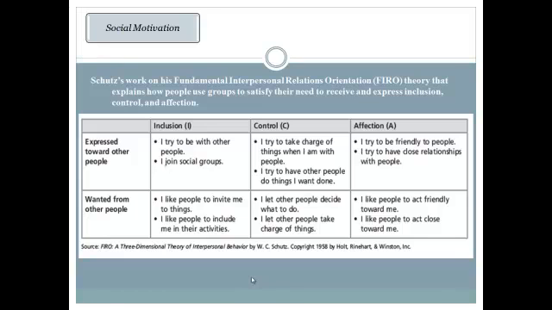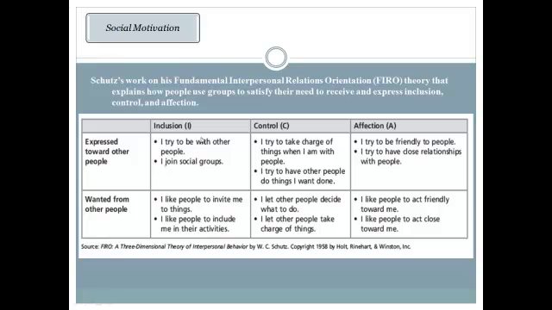Another issue about motivation is the Fundamental Interpersonal Relations Orientation theory, the FIRO theory. Again, you can see the connection here with the need for intimacy and so on, but there are needs here that are served by joining groups. These needs are to either receive or express inclusion, control, and or affection. All of these are accomplished by joining groups.